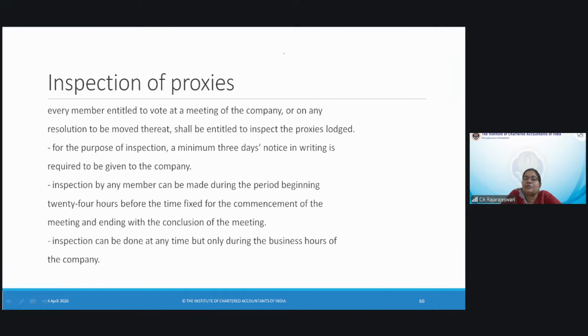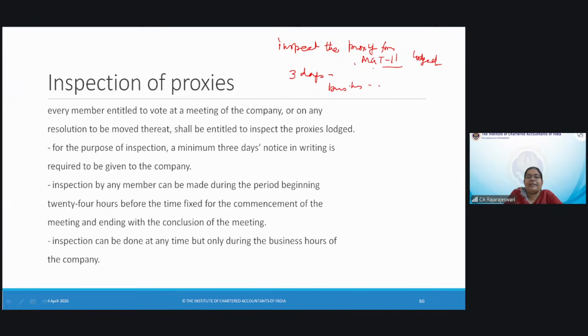So every member entitled to vote can also inspect the proxy form lodged. That is MGT 11 that has been lodged with the company. So for the purpose of inspection, 3 days notice is given to the company. So he wants to inspect, no? For that, he should give a notice to the company. That 3 days notice should be given to the company. The person who wants to inspect can inspect it during the business hours of the company. So that can be done.